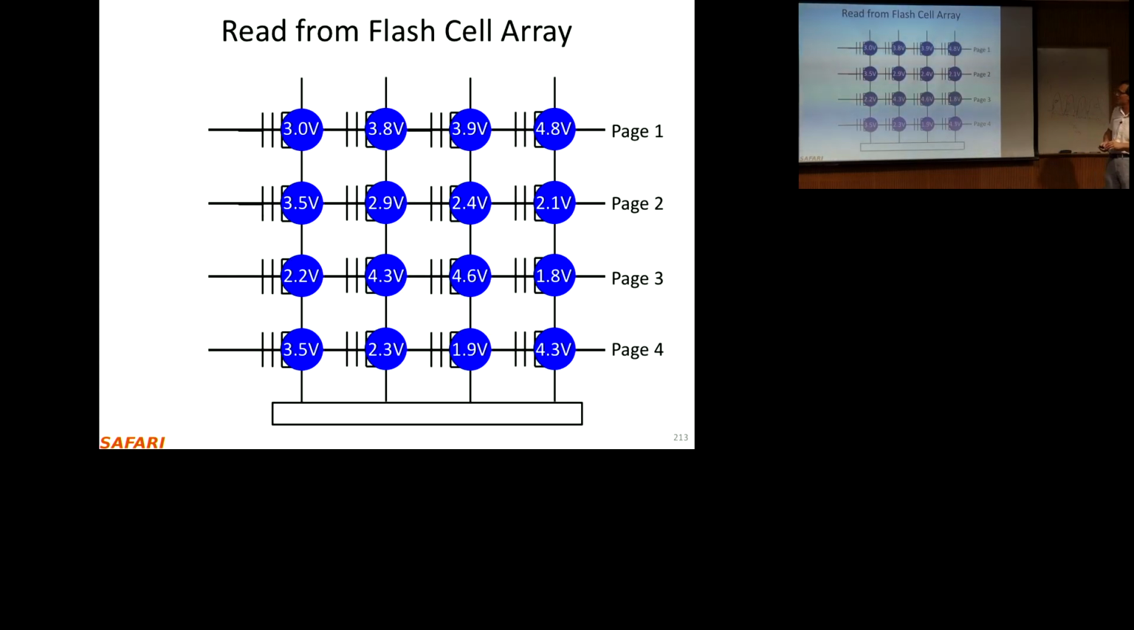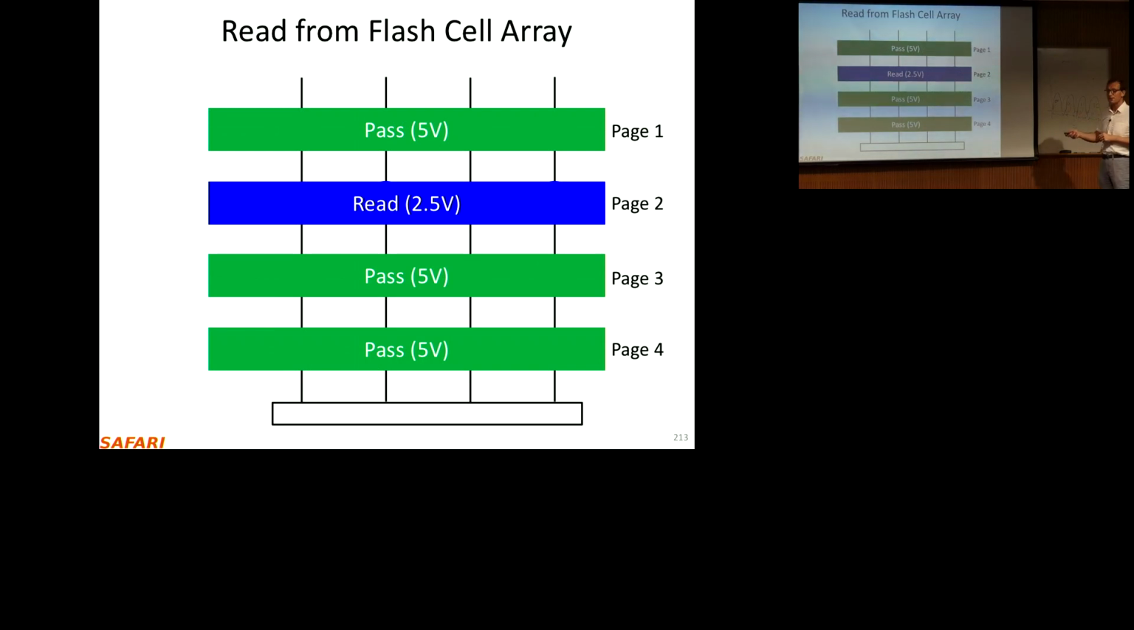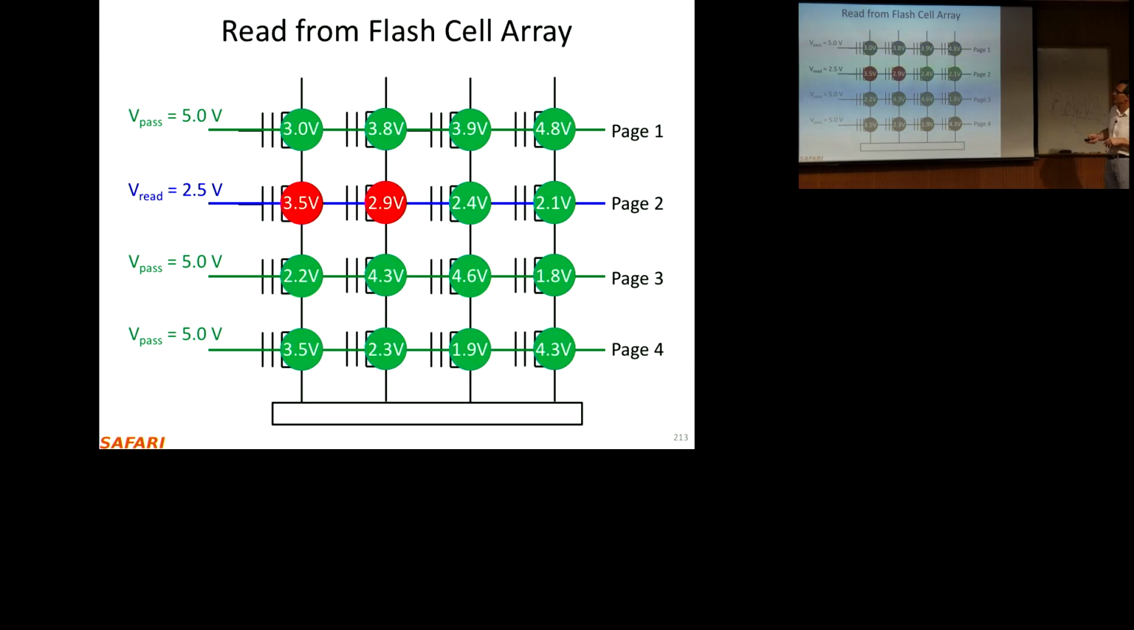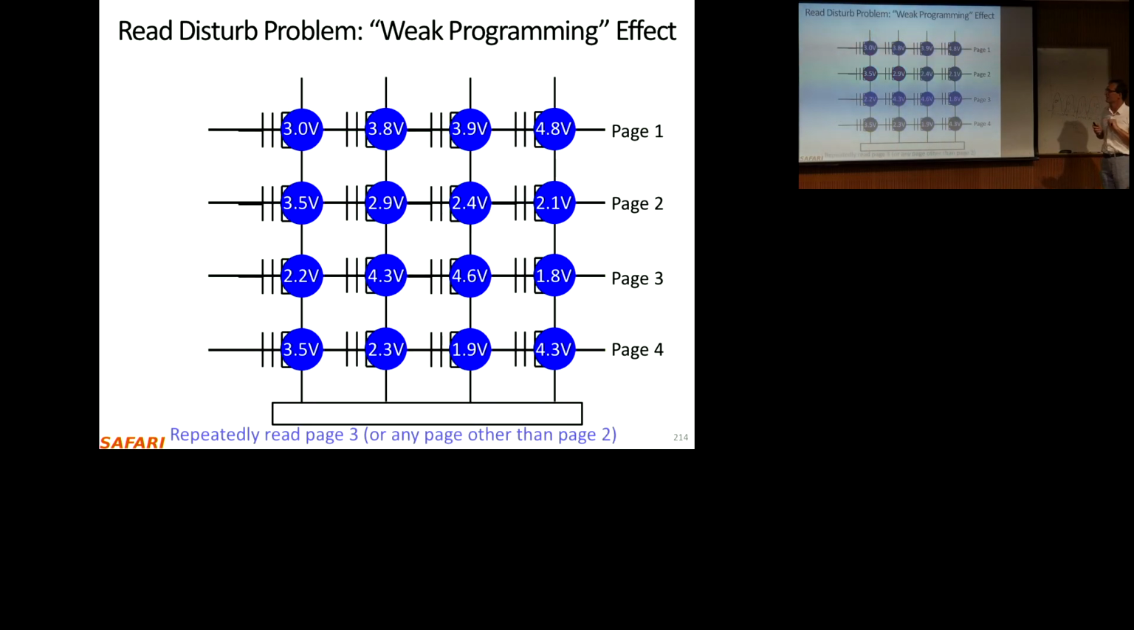This is our small flash array, programmed to these values for whatever reason, and we have 4 pages. Let's say we want to read from page 2. We apply the read voltage, 2.5 volts over here, and we apply the pass-through voltage to everything else. Because these are large enough, all of these pages that are applied the pass-through voltage pass whatever comes through them. But these two are inhibited because they have threshold voltages that are greater than the read voltage. As a result, you get 1s over here and 0s over here, and you correctly read this page. That's the reading mechanism.